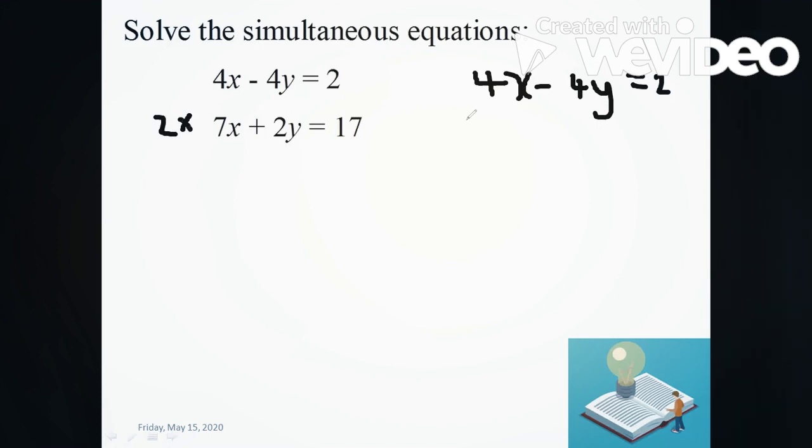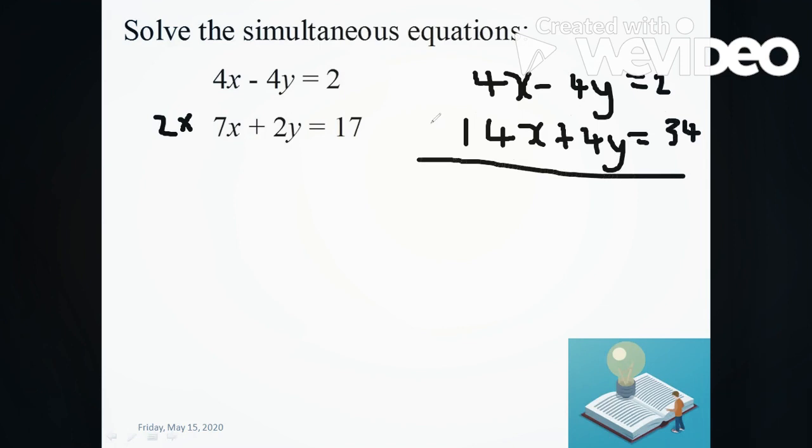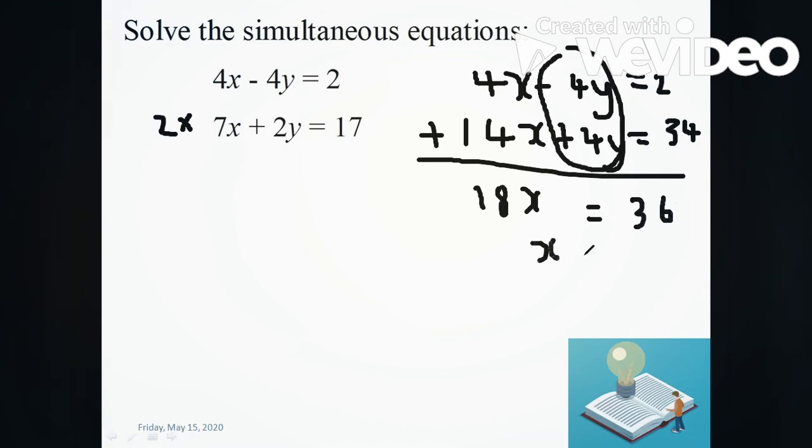Now I'm going to multiply this equation by 2. That will give us 14x plus 2 times 2y is 4y, and 2 times 17 is 34. All right, so now signs are different. What do we do? We add. So when we add this middle piece, we will get 0. We'll end up with 18x. And 18x equals what? 36. Divide both sides by 18.